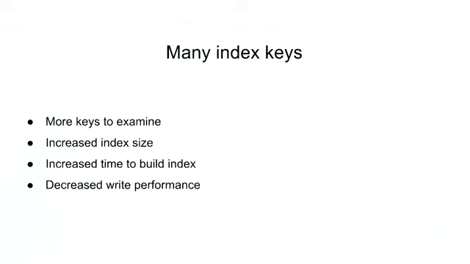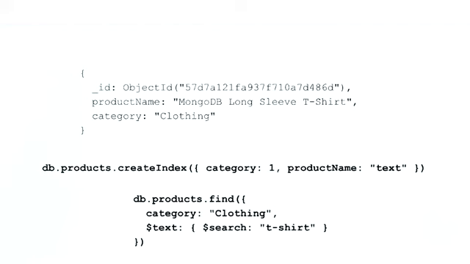One strategy for reducing the number of index keys that need to be examined would be to create a compound text index. Here I'm creating a compound index on category and product name. And this allows us to limit the number of text keys that need to be inspected by limiting on the clothing category. We'll only need to examine index keys that fit the clothing category rather than looking at all index keys.